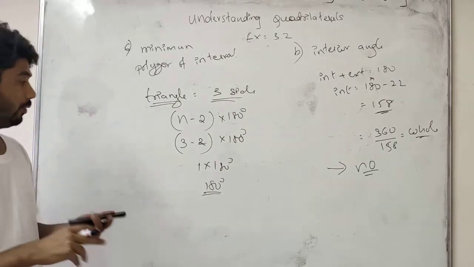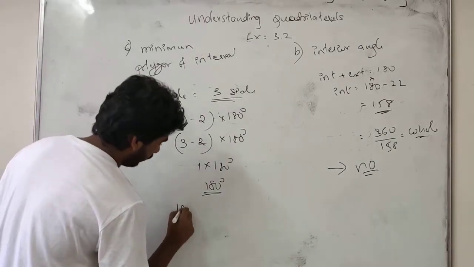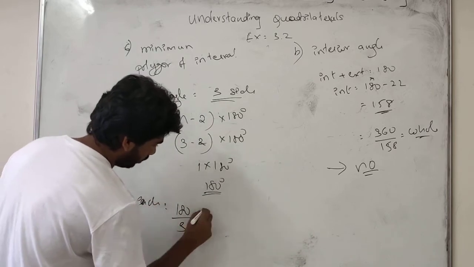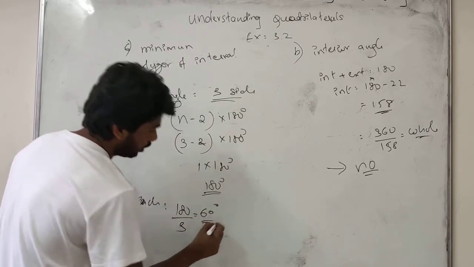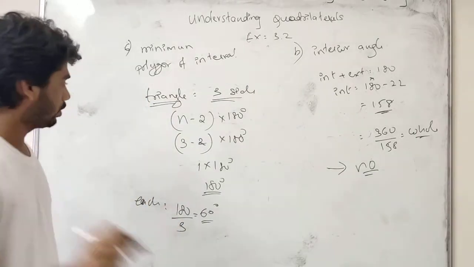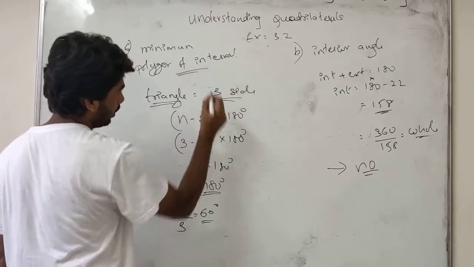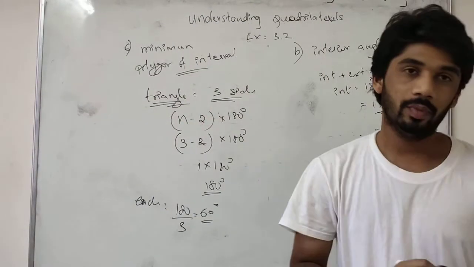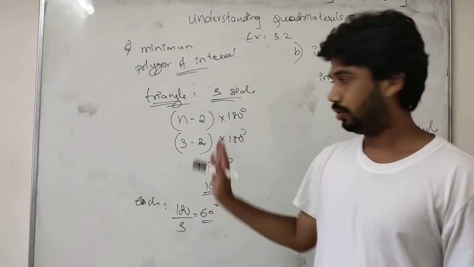So for each angle of the triangle we get 180 divided by 3, which is 60 degrees. So the minimum number of sides of a polygon will be 3. Okay, students, it is very easy. Minimum will be 3, so the triangle is the answer. Note it down.